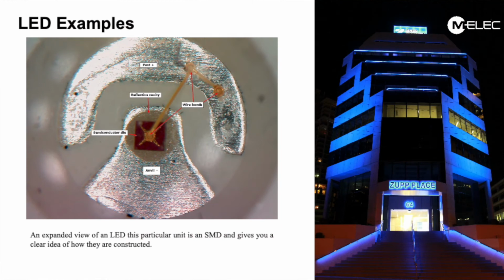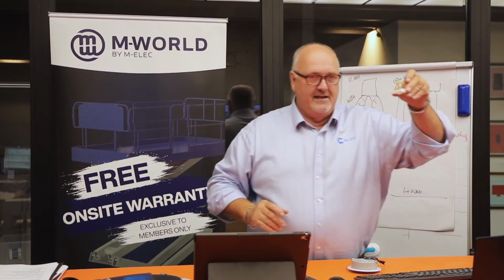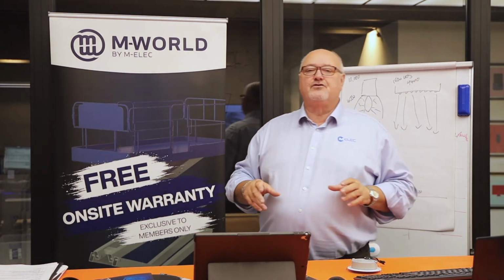We've still got the anvil, the post, the wire, and the wire bond, and the whole process of the LED still operates in the same way as the original one. Same principle, only now it's flat. The reason it's flat means that the little pot, that reflective cavity, is now larger and produces a greater light output. That's how we get the 120 degrees, whereas the other one is just round and goes everywhere. This now is 120 degrees and goes straight out like that.